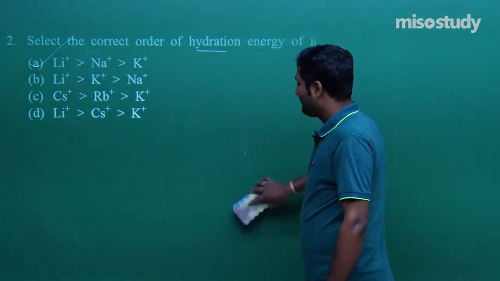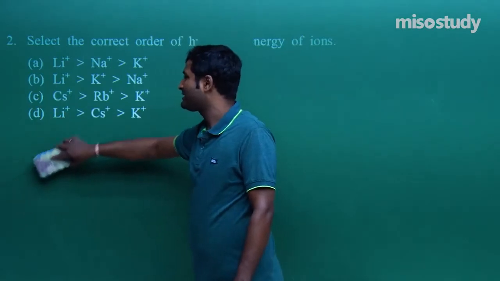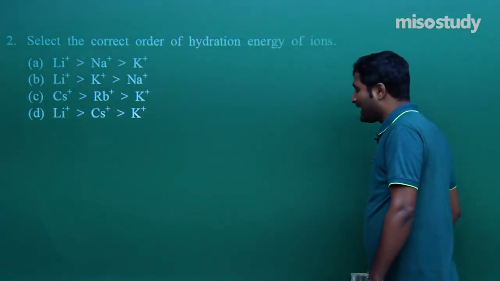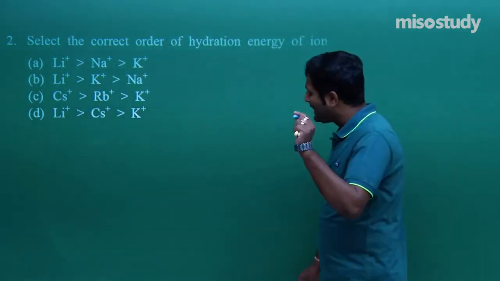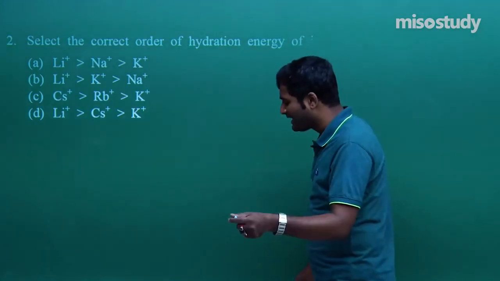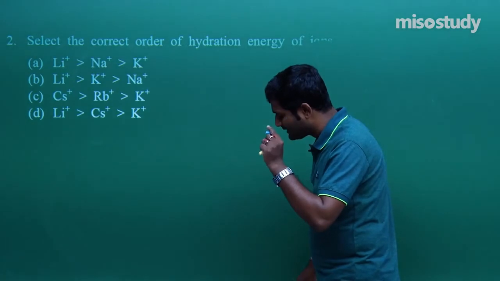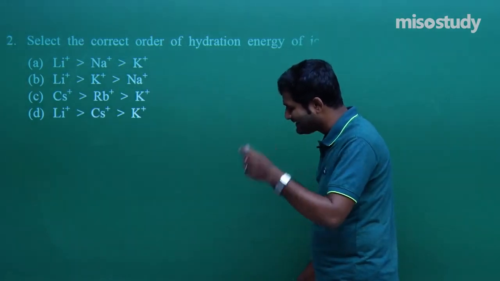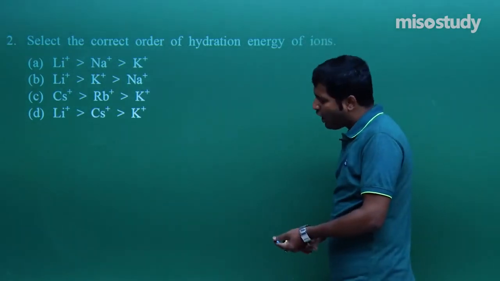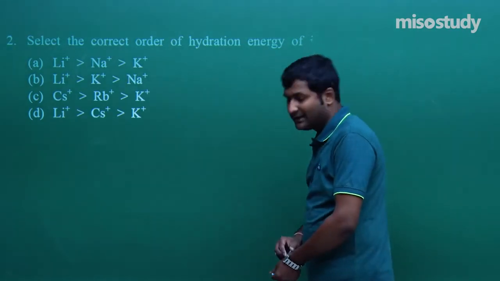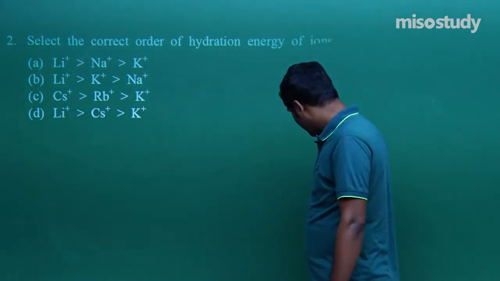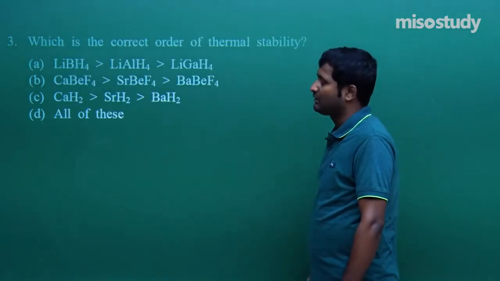Clear? Again I am repeating, the smaller the size of the cation, the higher the degree of hydration, and the higher the hydration energy, but the lower the ionic conductivity. Repeating, the lower the ionic mobility, or you can say ionic conductivity. Now let's move to the next part of the question.